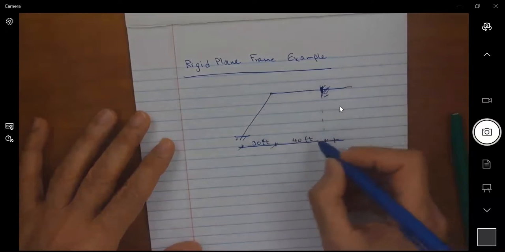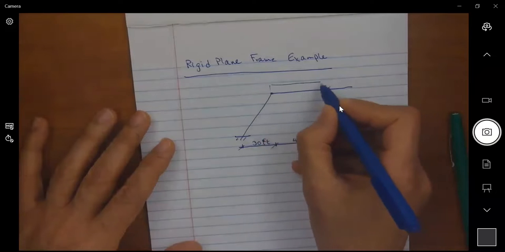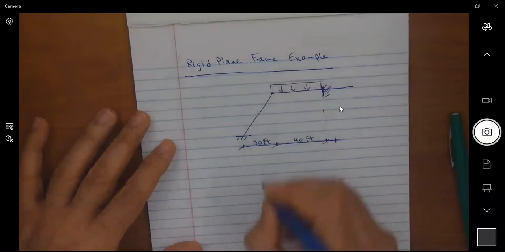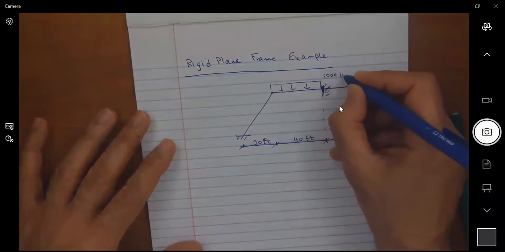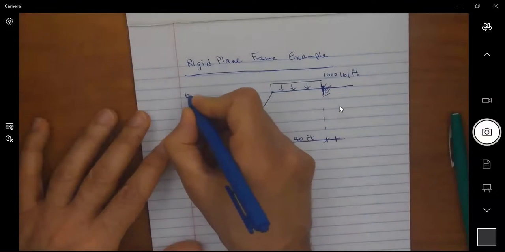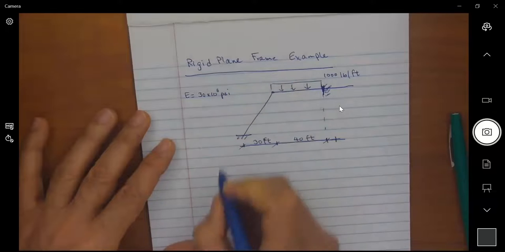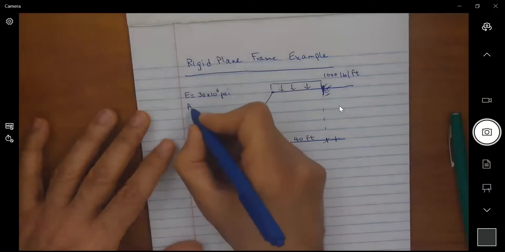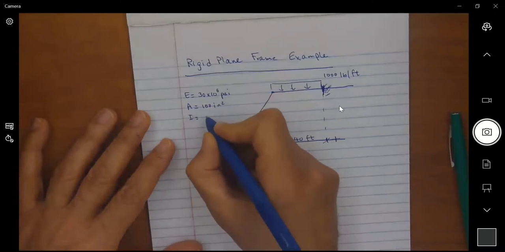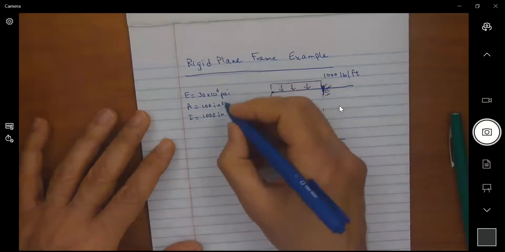So there are two members, and I have a distributed load applied here downwards, and this is 1,000 pounds per foot. We are given that E is 30 times 10 to the power 6 psi. The area of the members, both of them, is 100 square inch, and I, the moment of inertia, is 1,000 inch to the power 4.